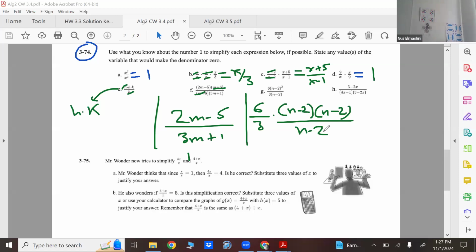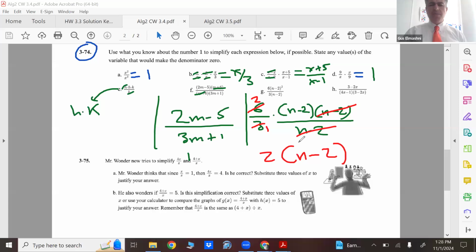Do you see another n minus 2 on the bottom? Can you cancel those out? Yes. That's what you want to do. So yes, Jim, you're right. 6 over 3 is 2. That's good. That's lovely. Then these go away. So what are you stuck with? And you can leave it like that. You don't have to distribute if you don't want to. If you do, it's fine. I don't care. But you should get that for G.